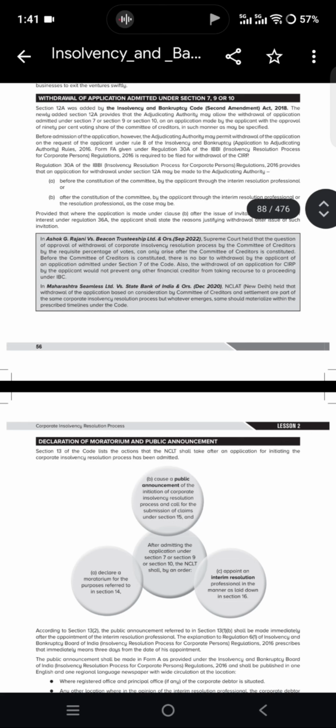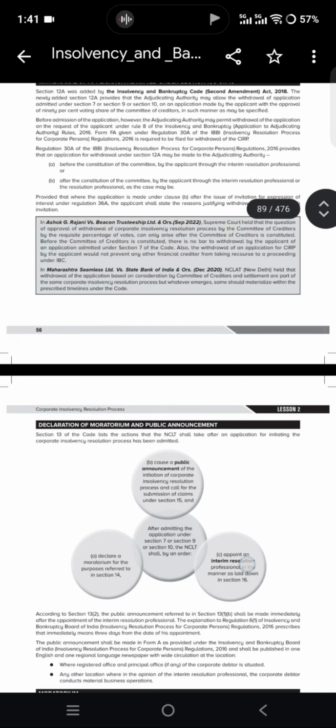Section 13(2): public announcement efforts shall be made immediately after the appointment of the IRP. Immediately means within 3 days from his appointment; within 3 days of his appointment he has to make the public announcement. The announcement shall be made in Form A and shall be published in English and one regional language newspaper with wide circulation at the place where the registered office and principal office, if any, are situated, and any other location where, in the opinion of the IRP, the corporate debtor conducts material business operations. Okay. Moratorium.